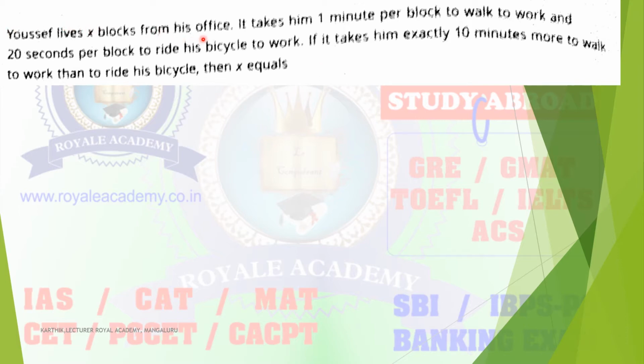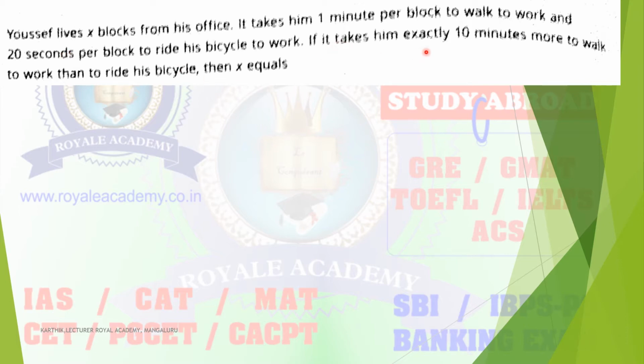So if he travels by walk, how much time is required? 1 minute to travel from one block to another block. If he travels by bicycle, how many minutes are required? 20 seconds to travel from one block to another block.